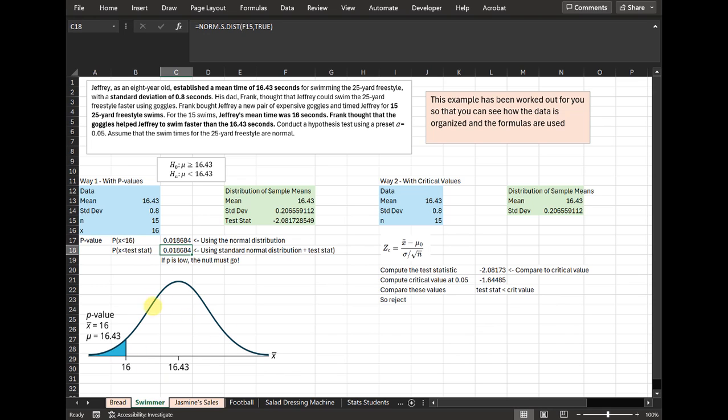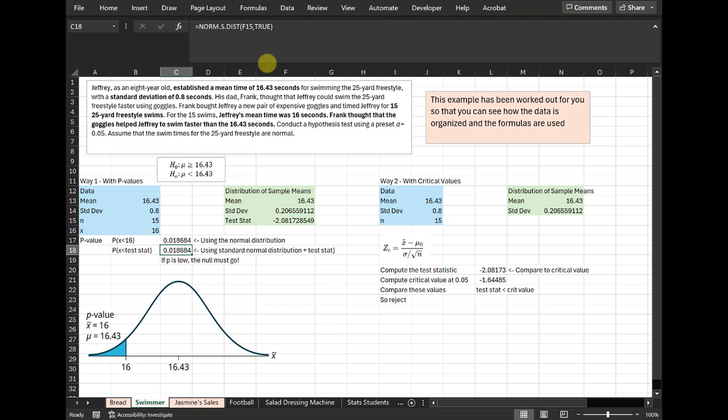This is no longer the normal distribution. We're using the standard normal distribution. So instead of having a mean of 16.43, the mean for the standard normal distribution is 0. And then your test statistic is negative 2.08. So instead of having 16 here, you would have negative 2.08, okay? All right, so that is our setup.